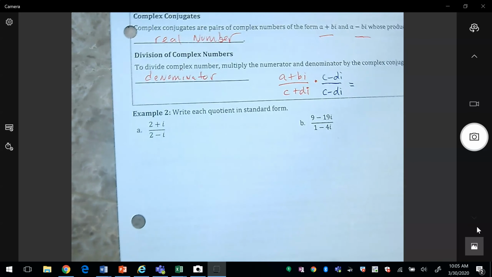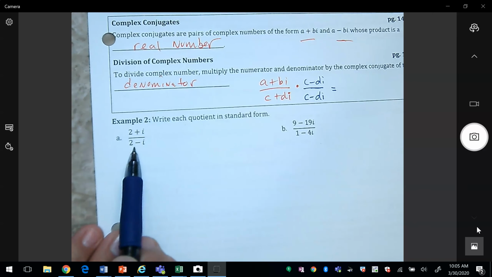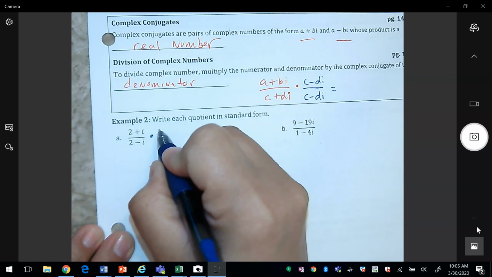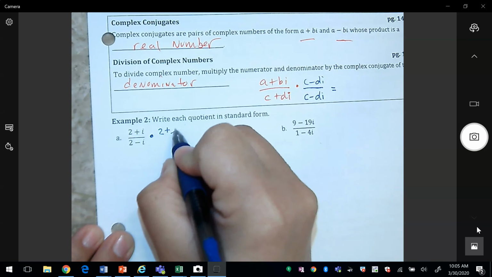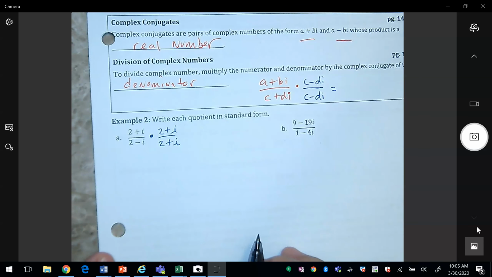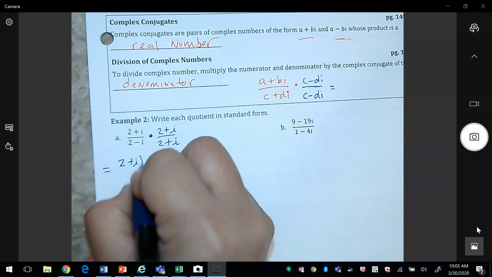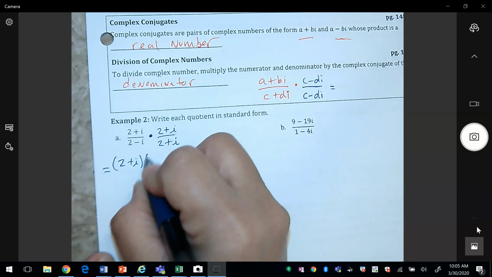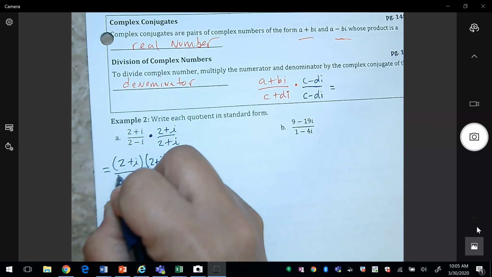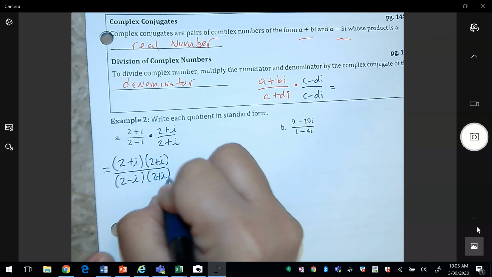So let's look at the first example. Here we have 2 plus i divided by 2 minus i. So we're going to multiply by the conjugate, which is 2 plus i. And so if I write this, we would have 2 plus i in the numerator times 2 plus i. And in the denominator, we have 2 minus i times 2 plus i.